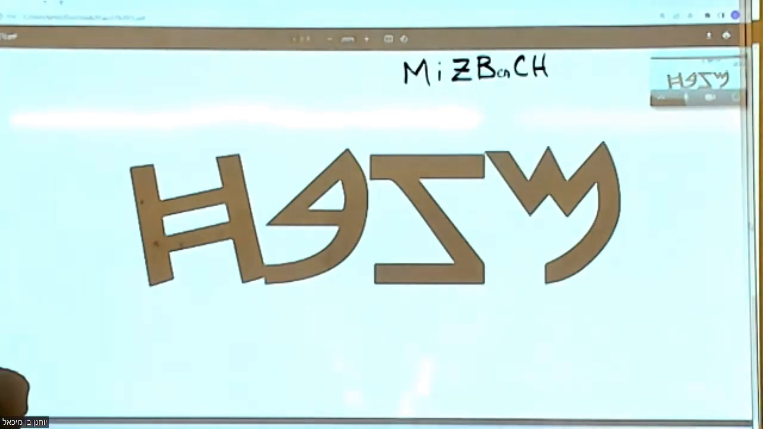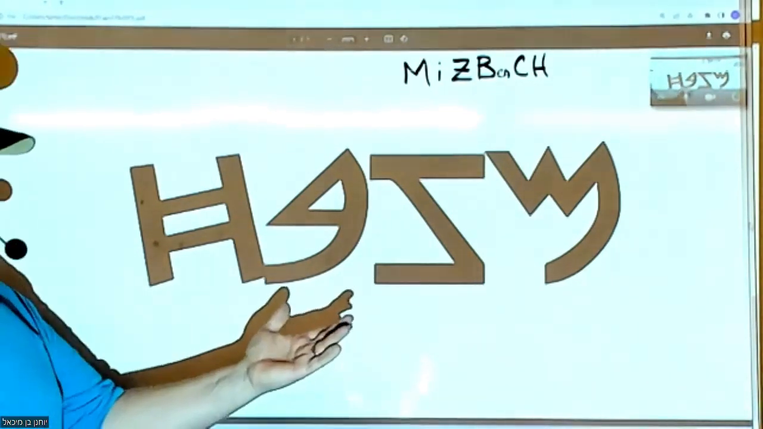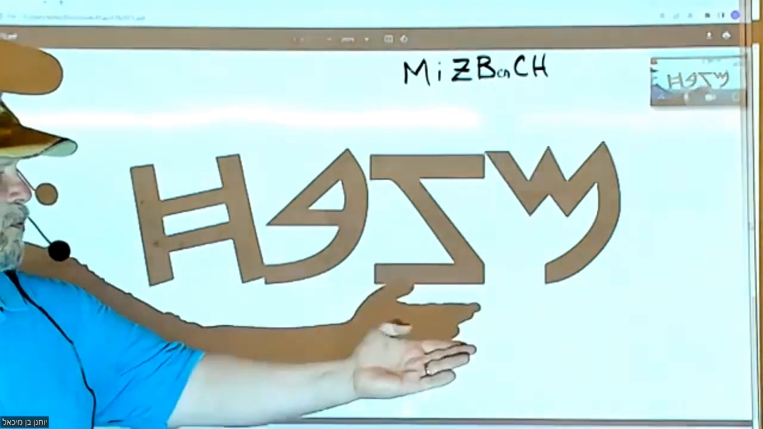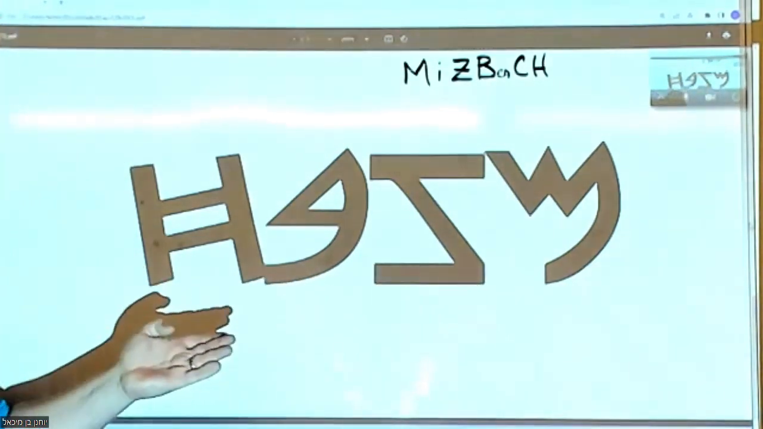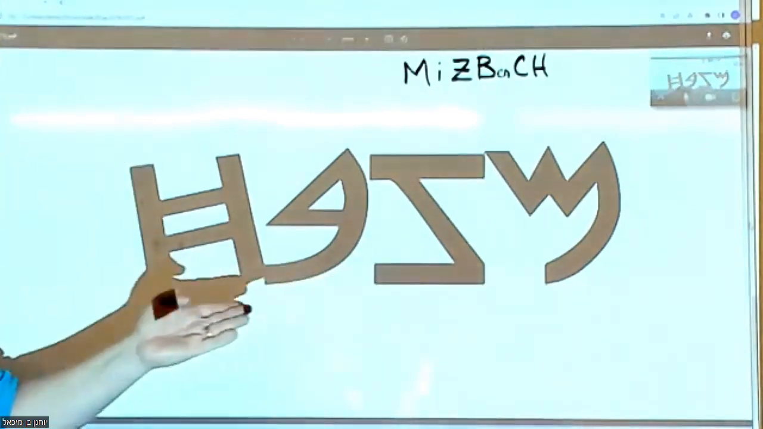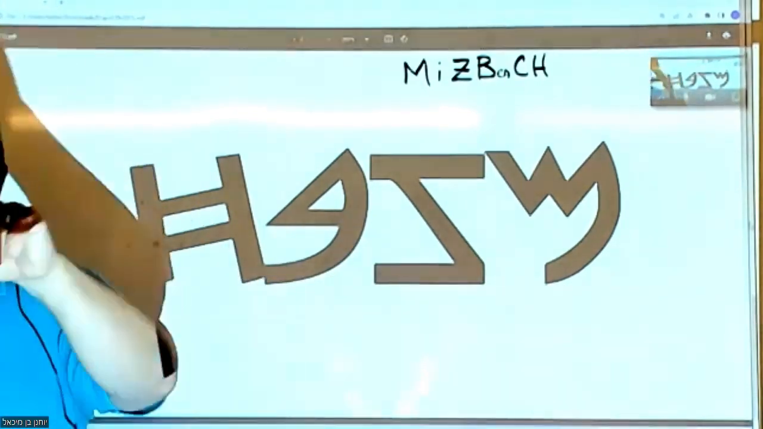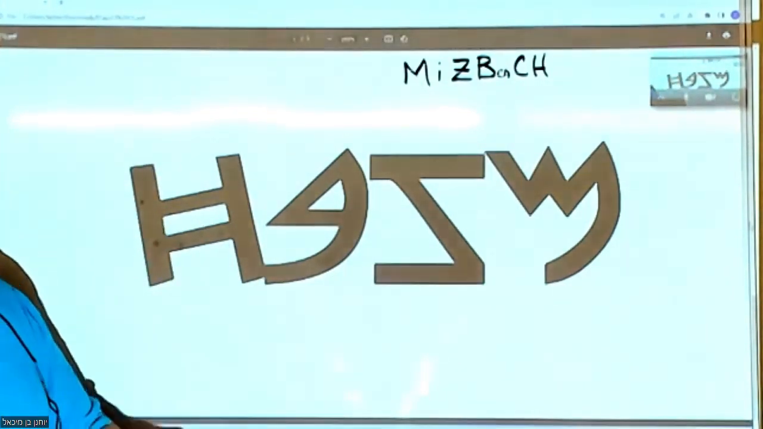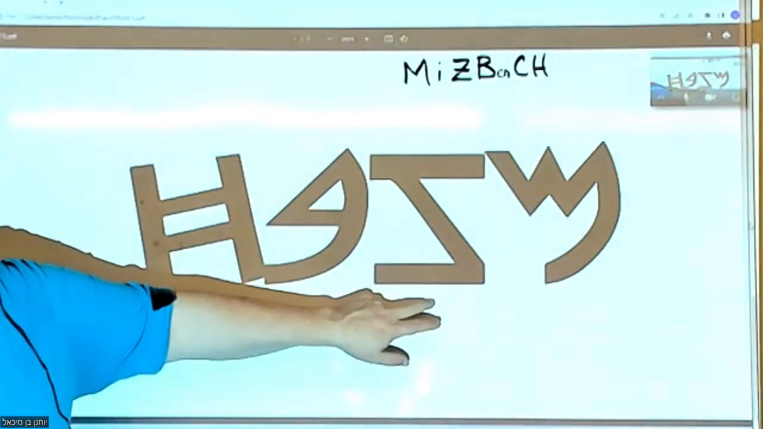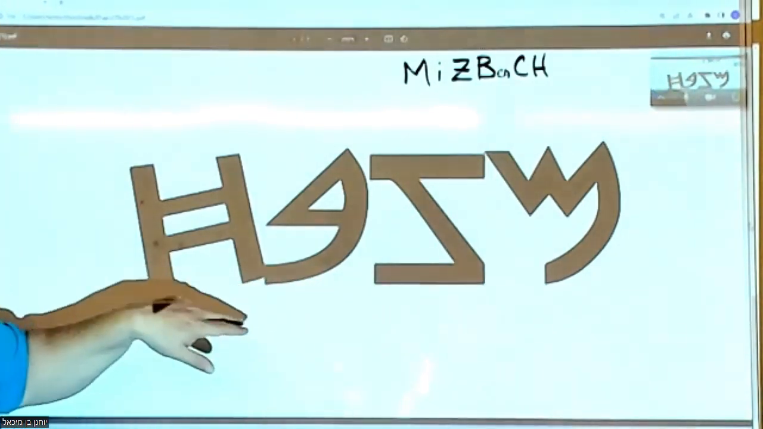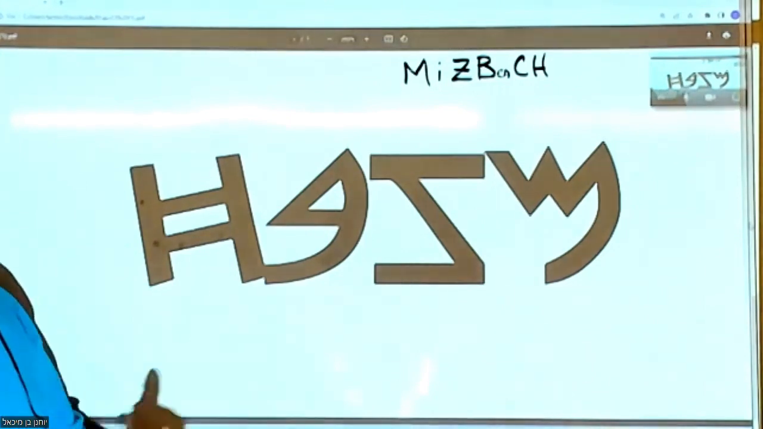It can be either one. So, what do we see here? All right, so here's the clue. It's the Zayin plus the bait plus the chet. So what does that spell?